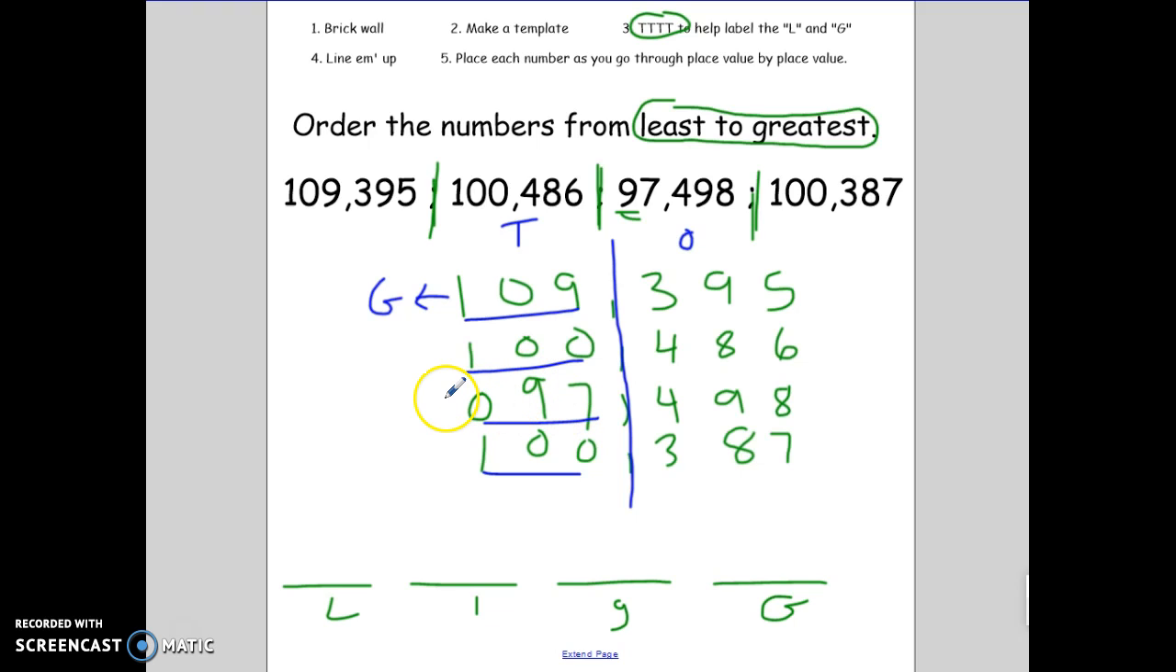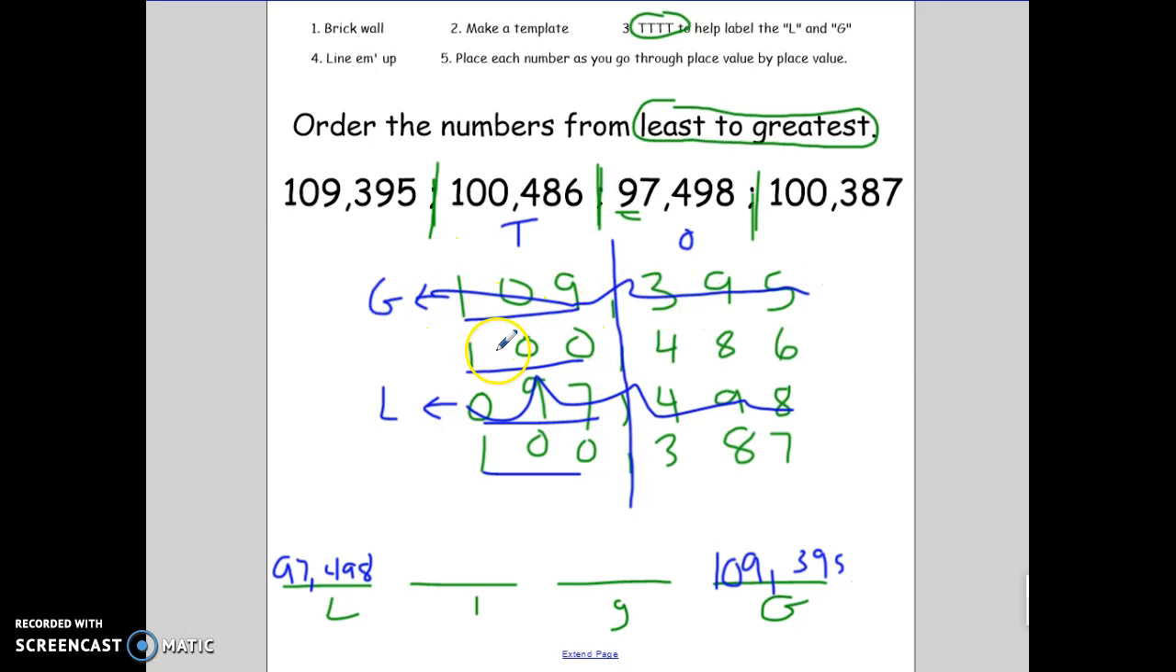So I know this one is going to be the very grand champion. And this 97 is less than all of them. So that's going to be the least. So I can go ahead and fill those in right where my template tells me to do that. So that goes as my least, and I'm done with that. And then for my greatest over here, my grand champion is the 109,395. So that takes care of those two right off the bat.